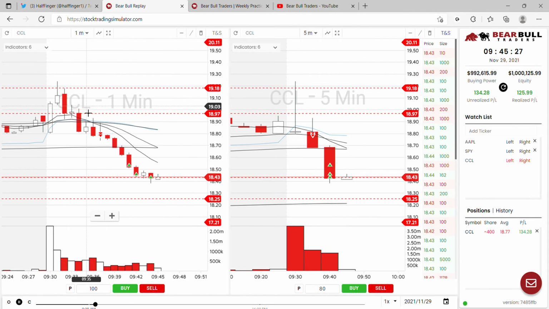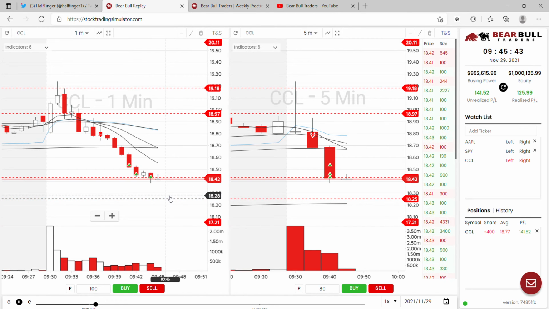So my risk was above here. So I'm 1.5 now. So I want some more. But this move is very nice.